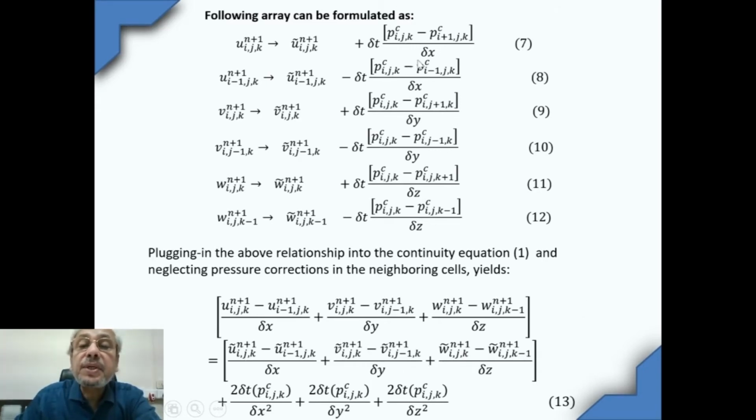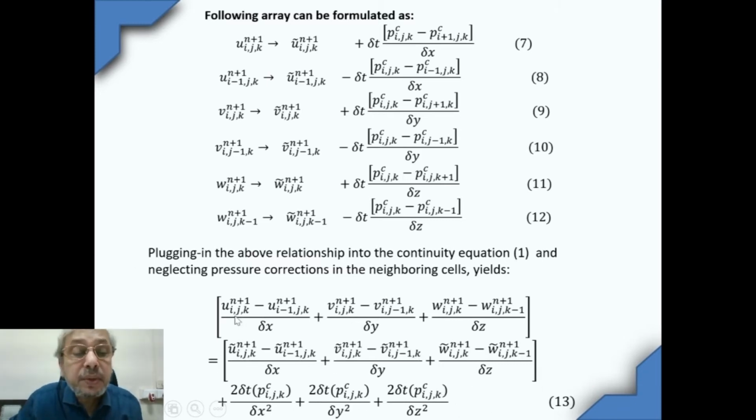And if you look at the pressure terms, these are pressure corrections at the ijk cell, i plus 1 jk, i minus 1 jk, then ij plus 1 k, ij minus 1 k, ijk plus 1, ijk minus 1. So ijk and all its 6 neighbors: i plus 1 jk, i minus 1 jk, ij plus 1 k, ij minus 1 k, ijk plus 1, ijk minus 1. All those pressure correction terms will come here.